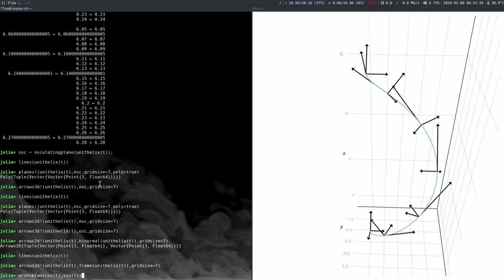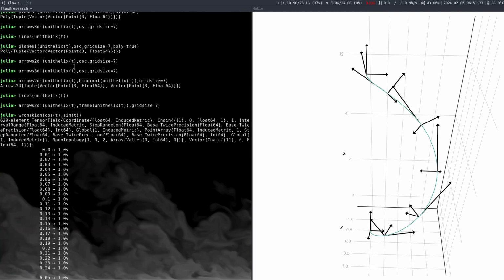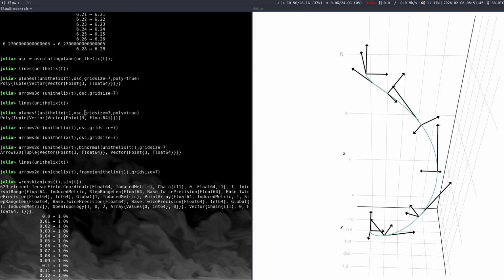You can ask for the Wronskian, for example, of the cosine and the sine, which is 1. So that's a nice convenient function, the Wronskian. I'm just someone who always likes having many different kinds of functions available to work with curves and differential geometry and so on.